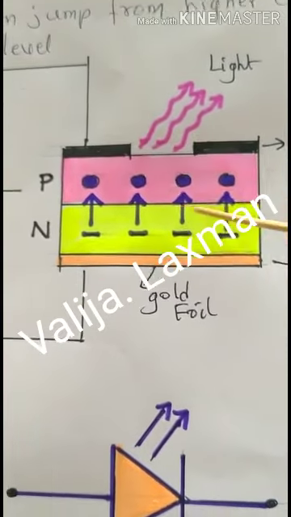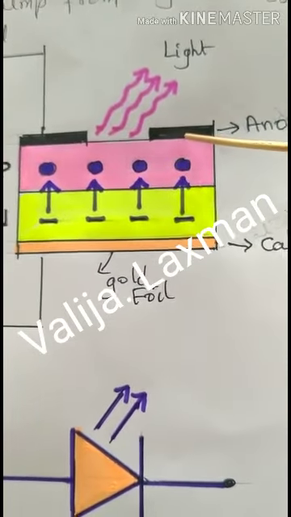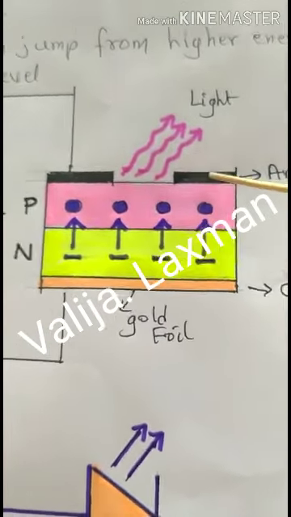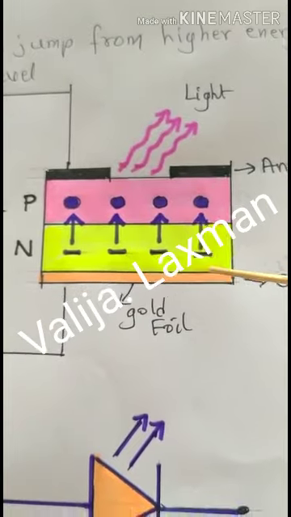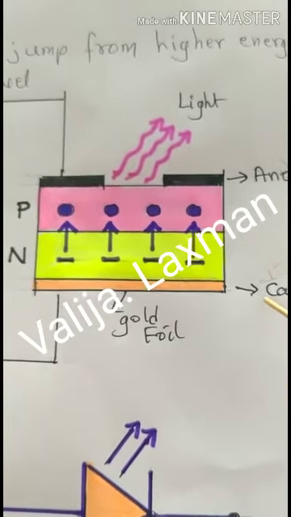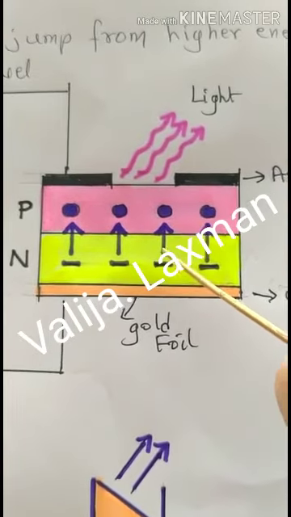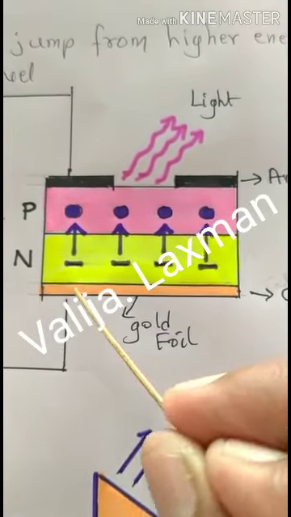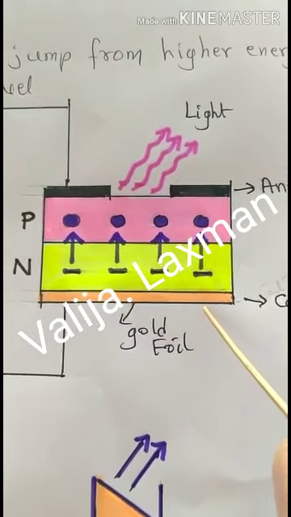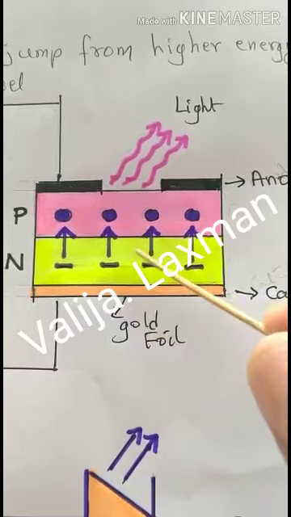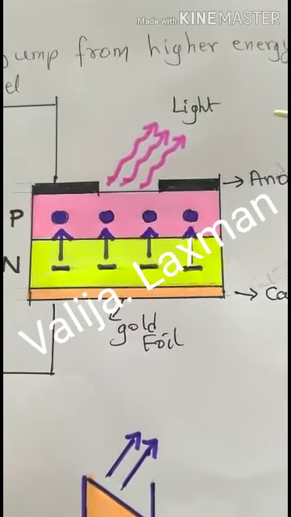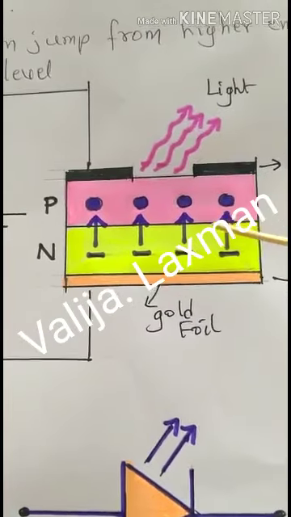In order to have the connections, just above the p-type material an anode is connected, simply an electrical contact, and at the bottom portion of the n-type material we have a cathode. Again this is an electrical contact. At the bottom portion of the n-type material there will be a gold plating, or gold coating, so that any light escaping to the bottom side will be reflected back in the upward direction. So this is the actual construction of the LED.